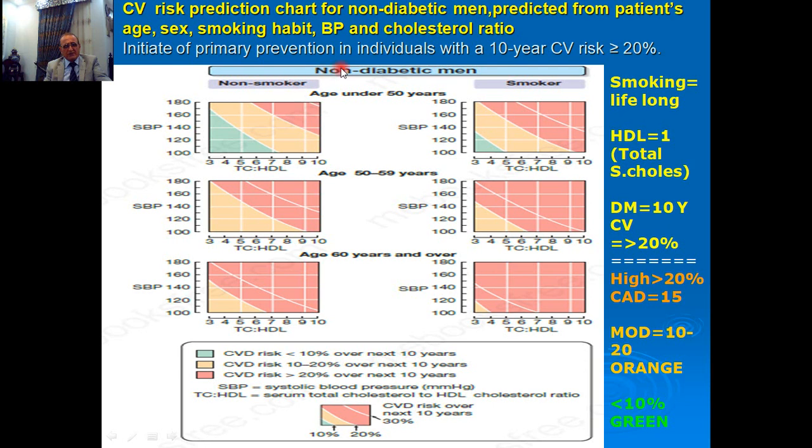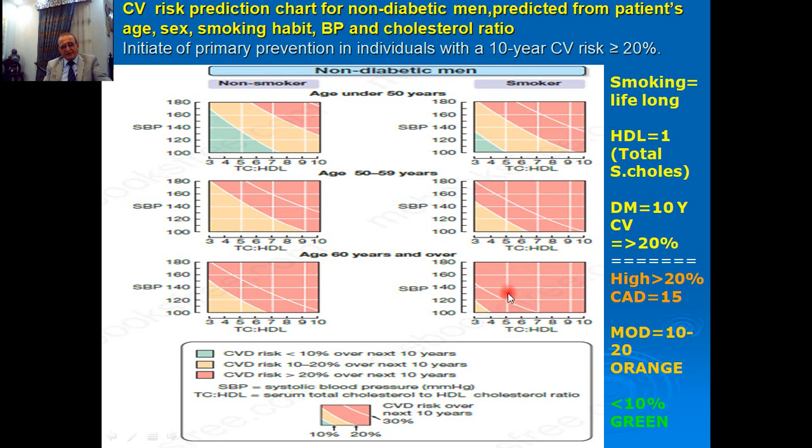So you have non-smoking, non-diabetic men. This is the non-smoker group, and this is the smoker group. You see the smoker group has more red than the non-smoker. You can apply this to any of your relatives. Suppose your father is not a smoker and his systolic blood pressure is 160, his cholesterol is 6, and his age is under 50, then he will be in the green zone. His cardio risk is less than 10%.